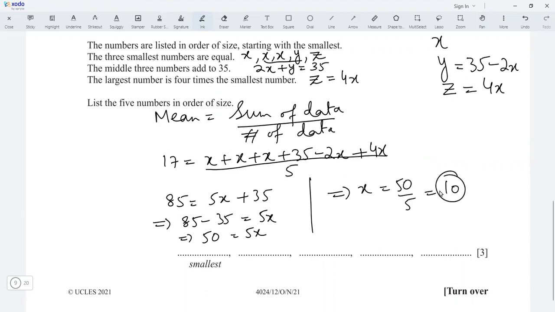So we have to write down all of the numbers from the smallest to the biggest. x is the first number, that is 10. The second is also 10, and the third is also 10. The fourth one is 35 minus 2x, so we can find the value of y: 35 minus 2 times 10. 2 times 10 is 20, and 35 minus 20 is 15. That is the answer for the fourth number, and the fifth one is 4 times x, which is 4 times 10, that is 40. So these are all the numbers we had to find, and we have done it smoothly.